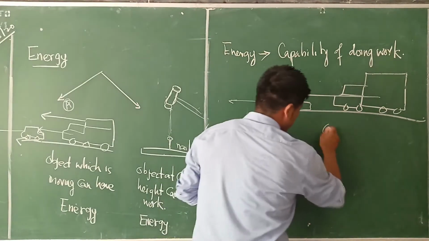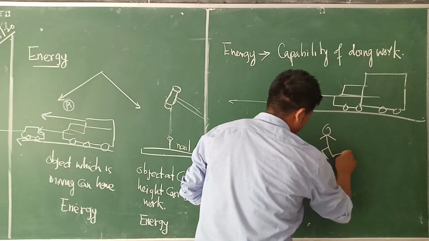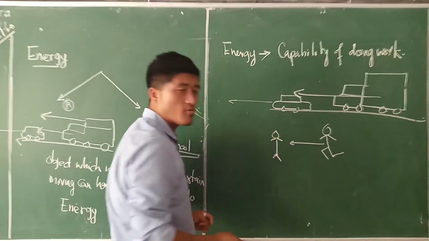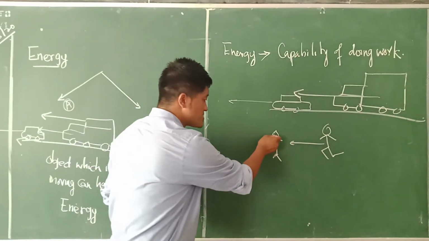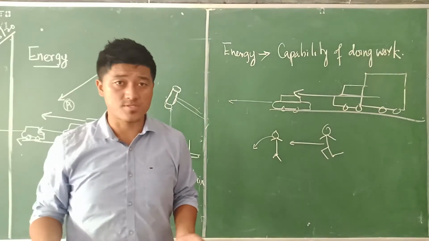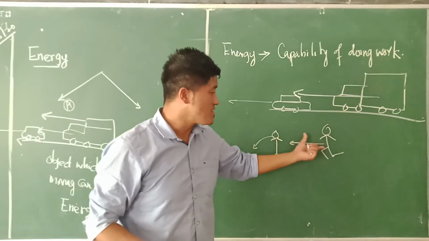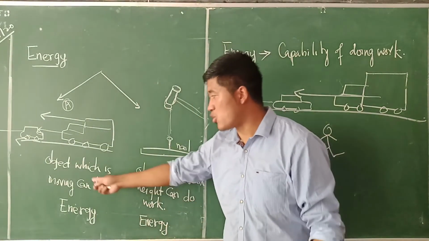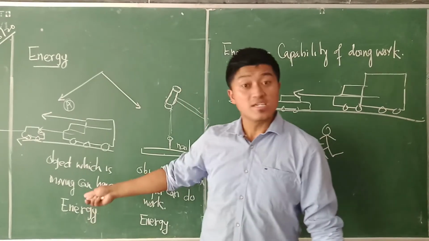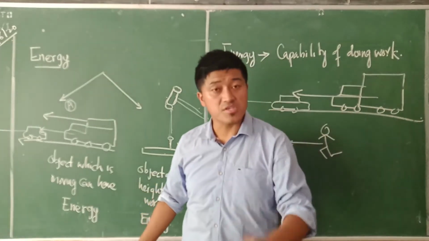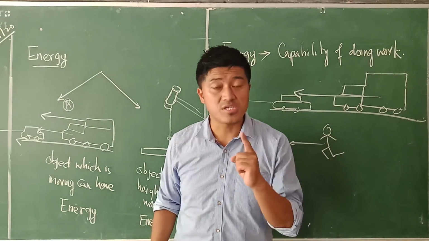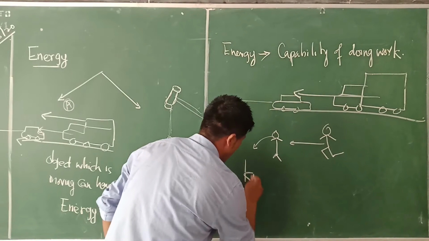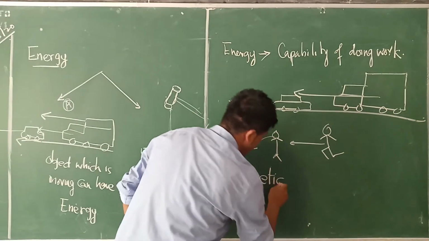Understand? For example, this person is running. Suddenly he collided with this person who is standing over here. Naturally, this person is going to fall down. Why does this happen? Because this person is applying some sort of energy. So in short, what we can conclude is that an object which is moving can have some kind of energy, and that energy is what we call energy number one, that is called kinetic energy here. Okay, this is what we call kinetic energy.